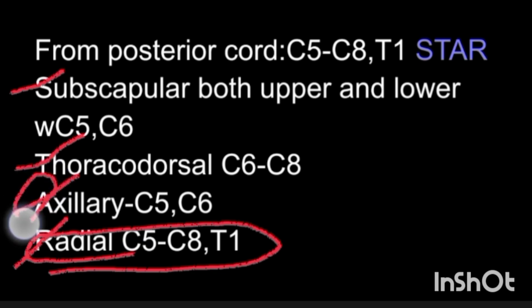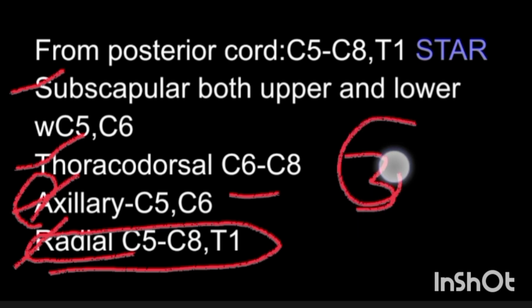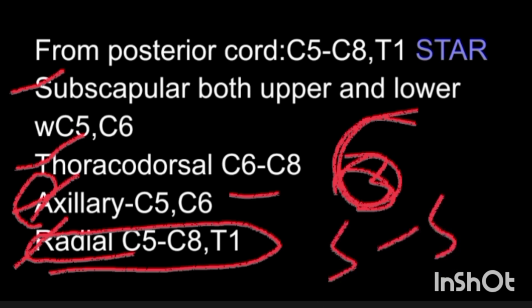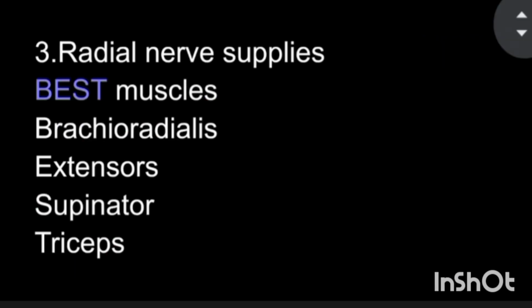Axillary, A is the initial letter, so C5 and C6. Next, thoracodorsal, T for 3, double it, so 6, C6 to C8. And subscapular, both upper and lower, as S starts, the root value is C5 and C6. Radial nerve supplies.